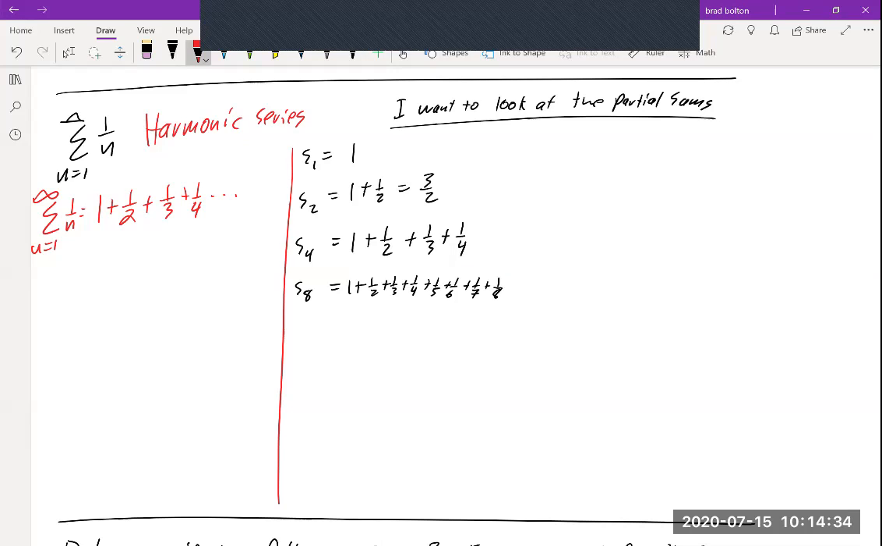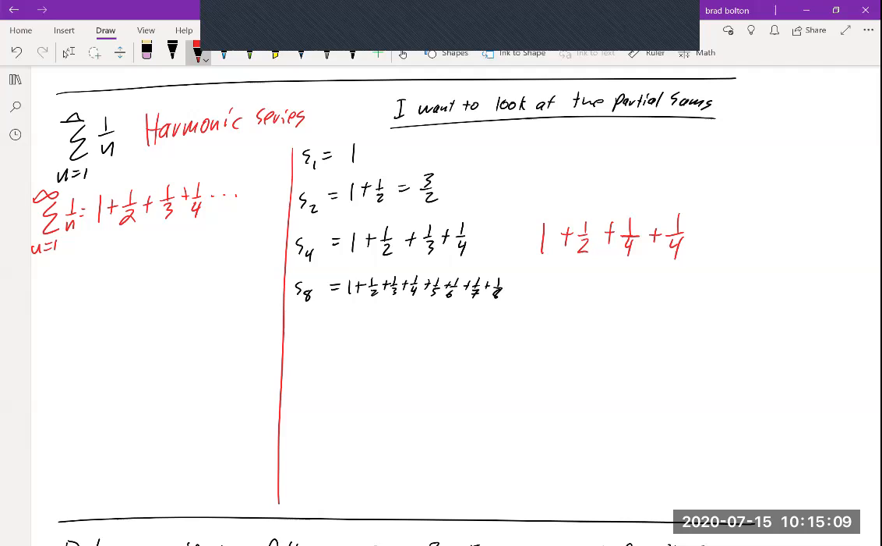So what I'd like to do is look at S sub 4 first, and compare it to something else. S sub 4 is the harmonic series, and we just plug in 1, 2, 3, and 4 for 1 over n, right? What if I replaced the 1/3 and the 1/4 with 1/4? Let me just write this: 1 plus 1/2 plus 1/4 plus 1/4.